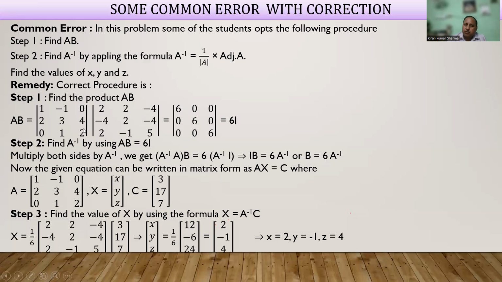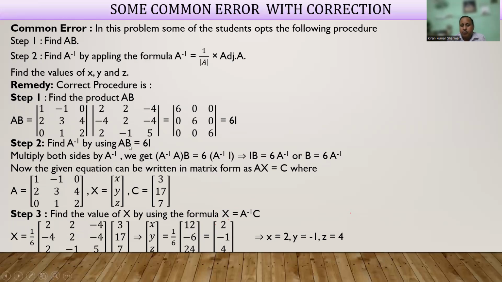So generally what happens? The student finds the product, but to solve the equation, they again use the formula A inverse equal to adjoint A upon determinant A. Then they use the formula that X equal to A inverse C. So this one is again not the correct approach, because the question says find the product. So first of all, we find this product A into B. Here we will use this matrix. So this comes out to be 6, 0, 0, 6, 0, 6, means 6I. 6 is common and I.